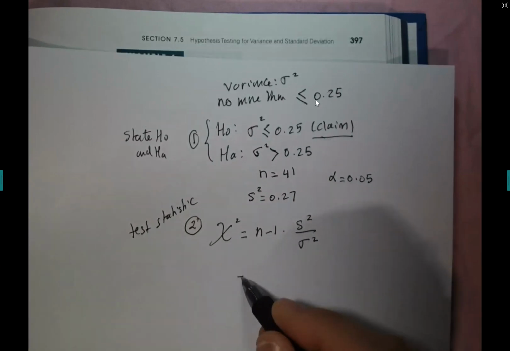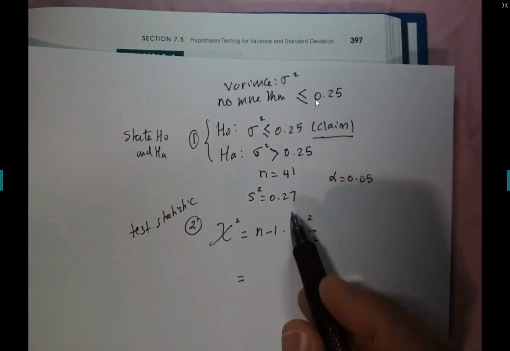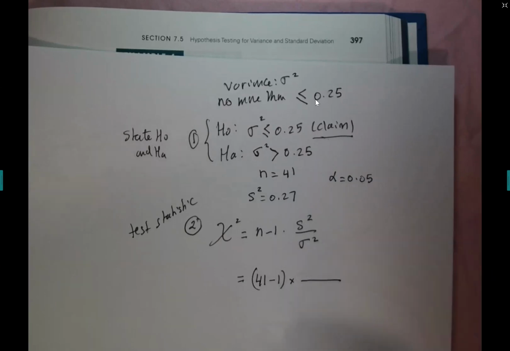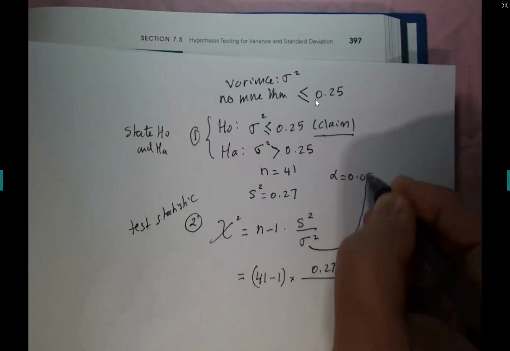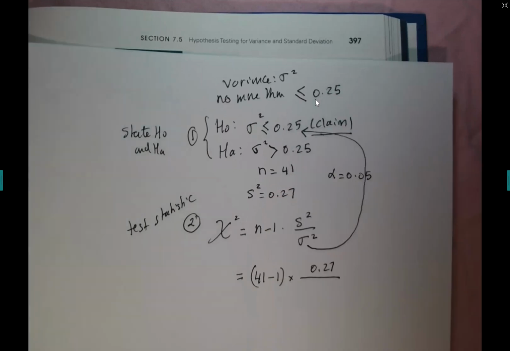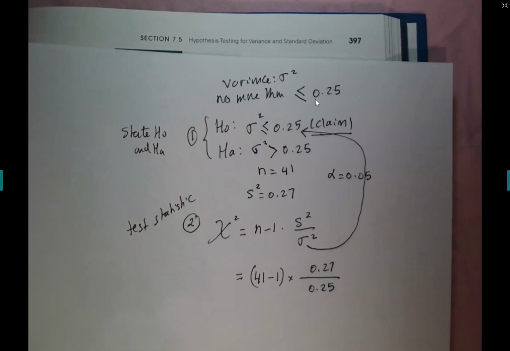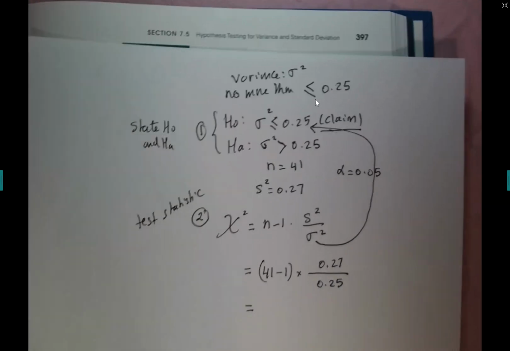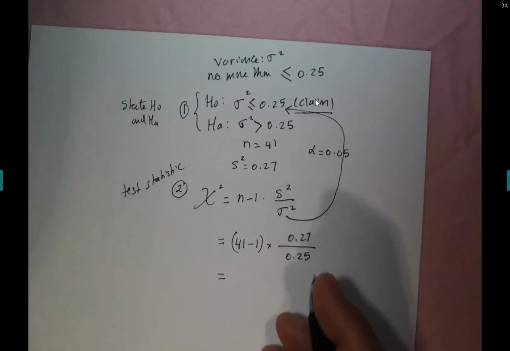Okay, help me out, guys. What's n? 41. 41 minus 1. What's S squared? It's given. 0.27. Yeah. And what's sigma squared? You always get it from the null hypothesis. This value you always get from the null hypothesis. That will be 0.25. And now let's do the math. Well, he's done already the math for me, so I'm just going to get it from the book, which is 43.2.